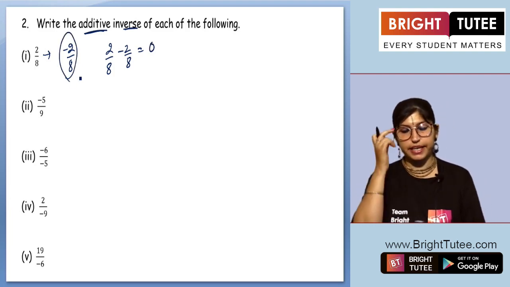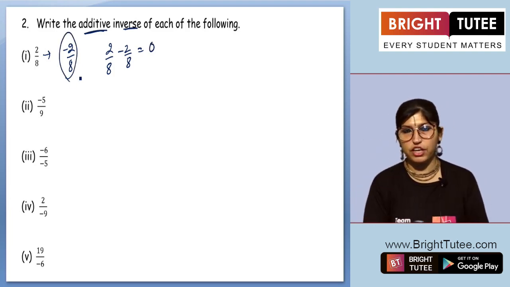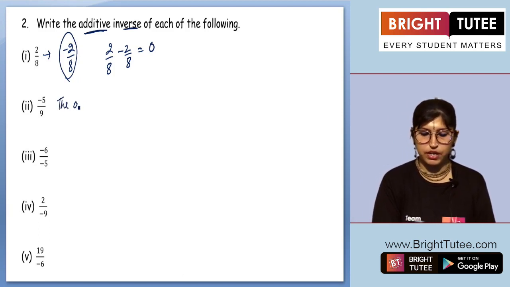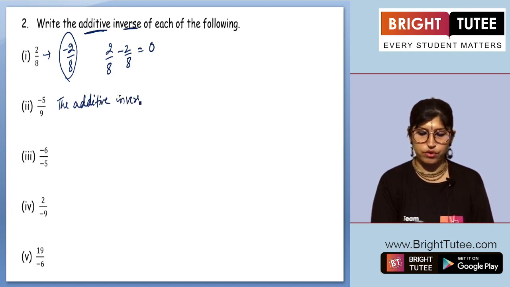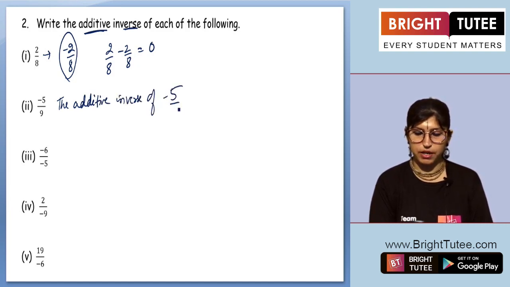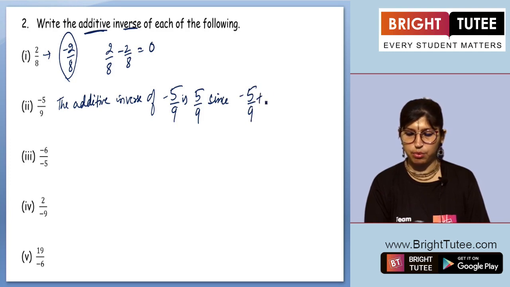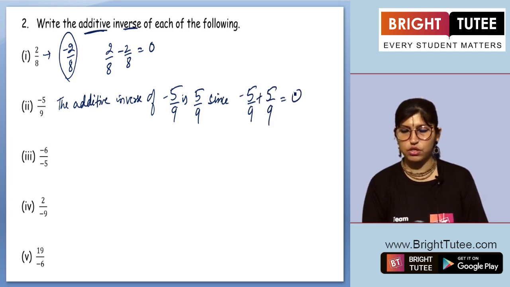Minus 2 by 8 is the additive inverse of the given rational number. Again, for minus 5 by 9, the additive inverse is 5 by 9, since minus 5 by 9 plus 5 by 9 is equal to 0.